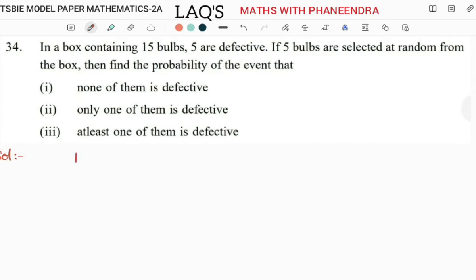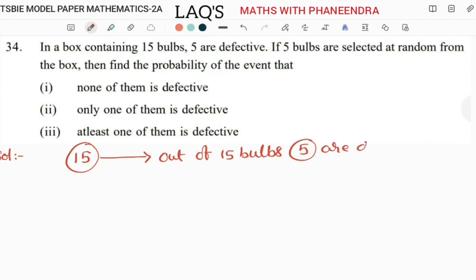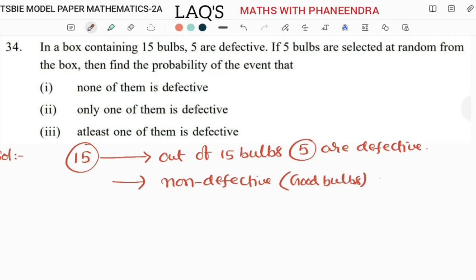So total how many bulbs are there? 15 bulbs are there. Out of 15 bulbs, 5 are defective. So therefore the good bulbs, non-defective or good bulbs, so 10 bulbs are good bulbs or non-defective bulbs.